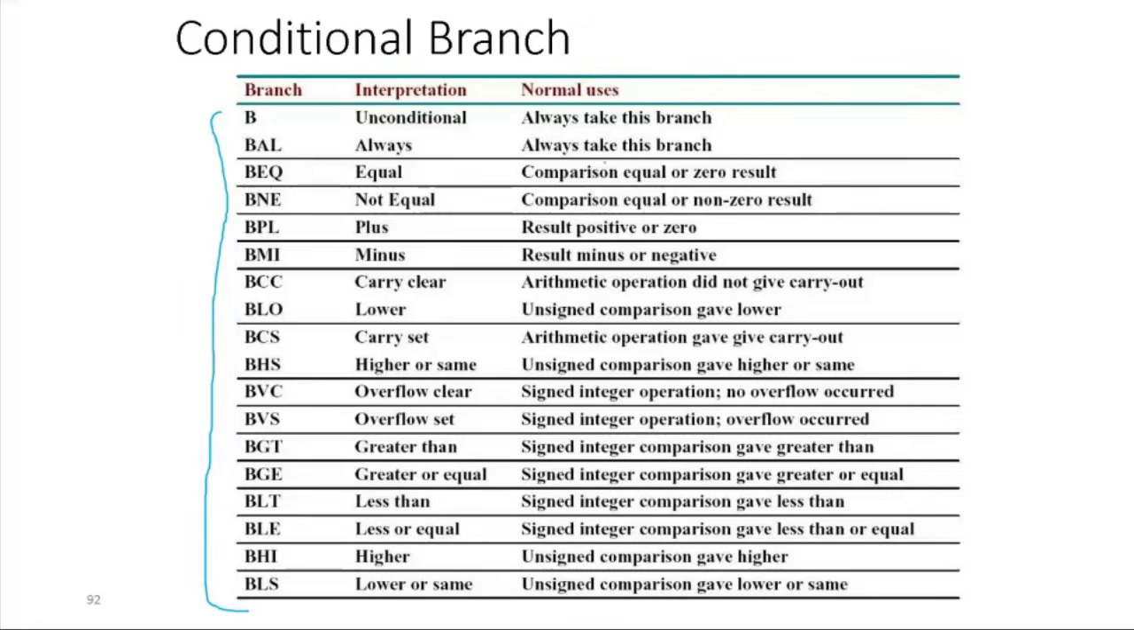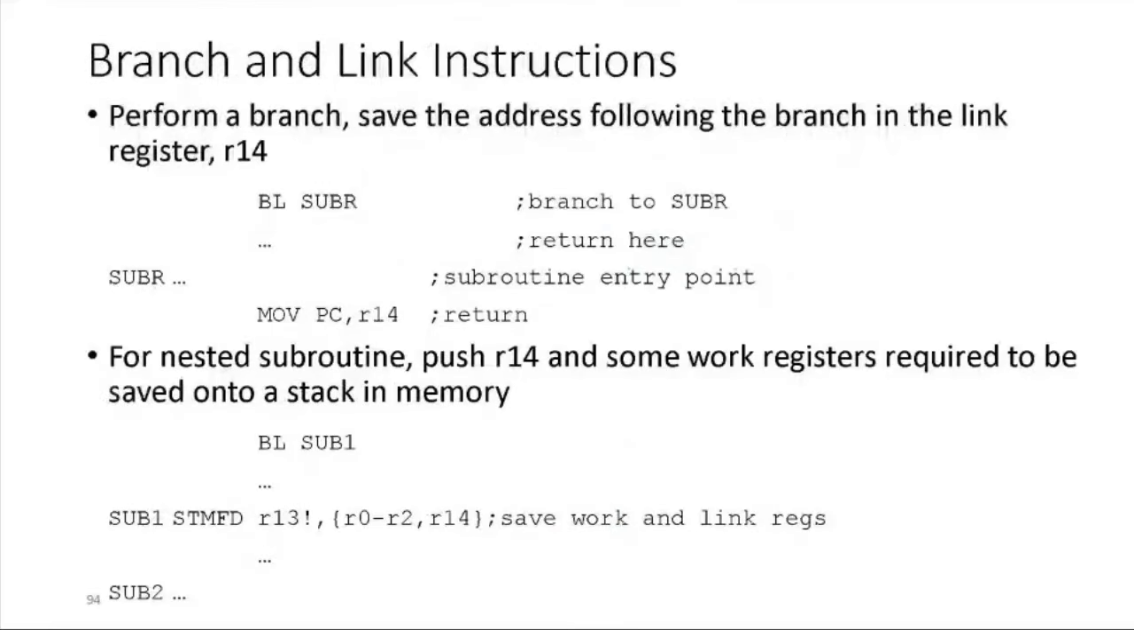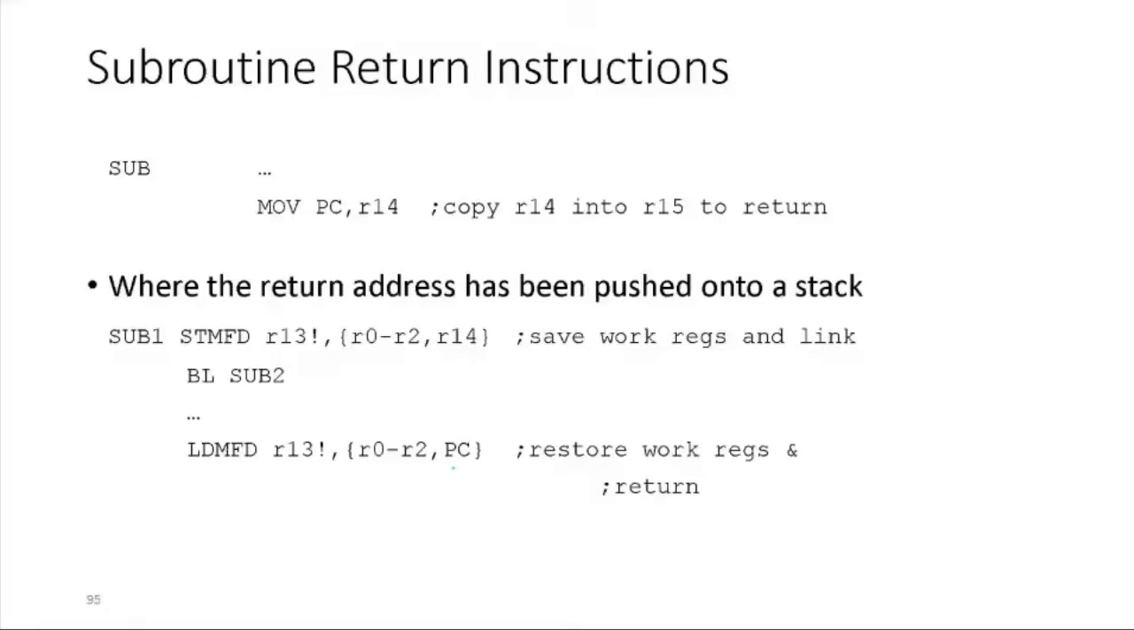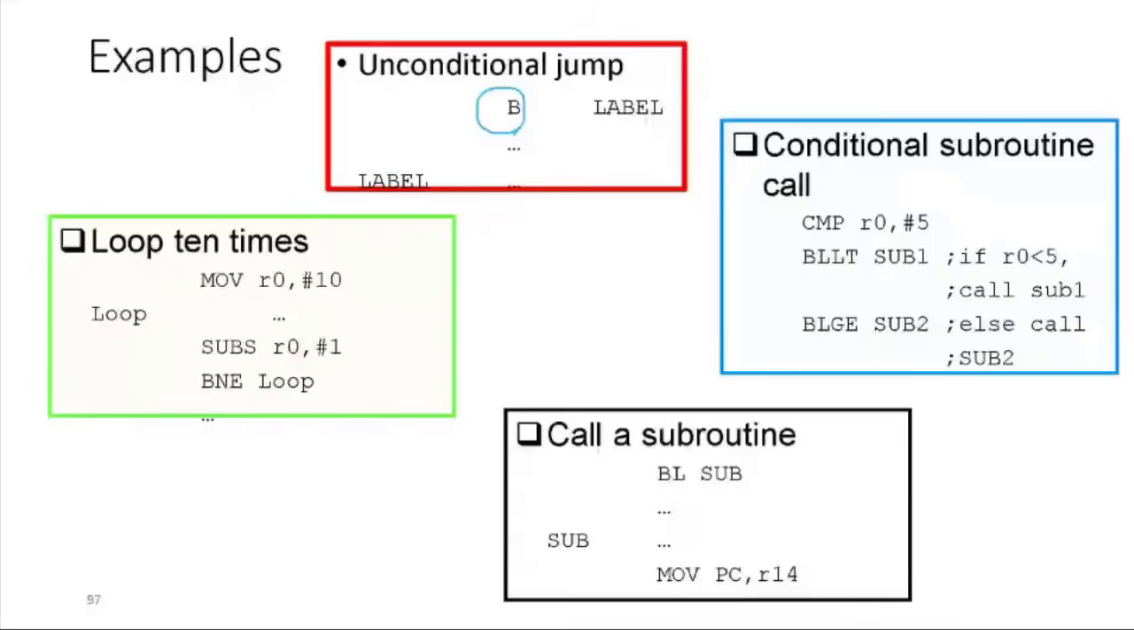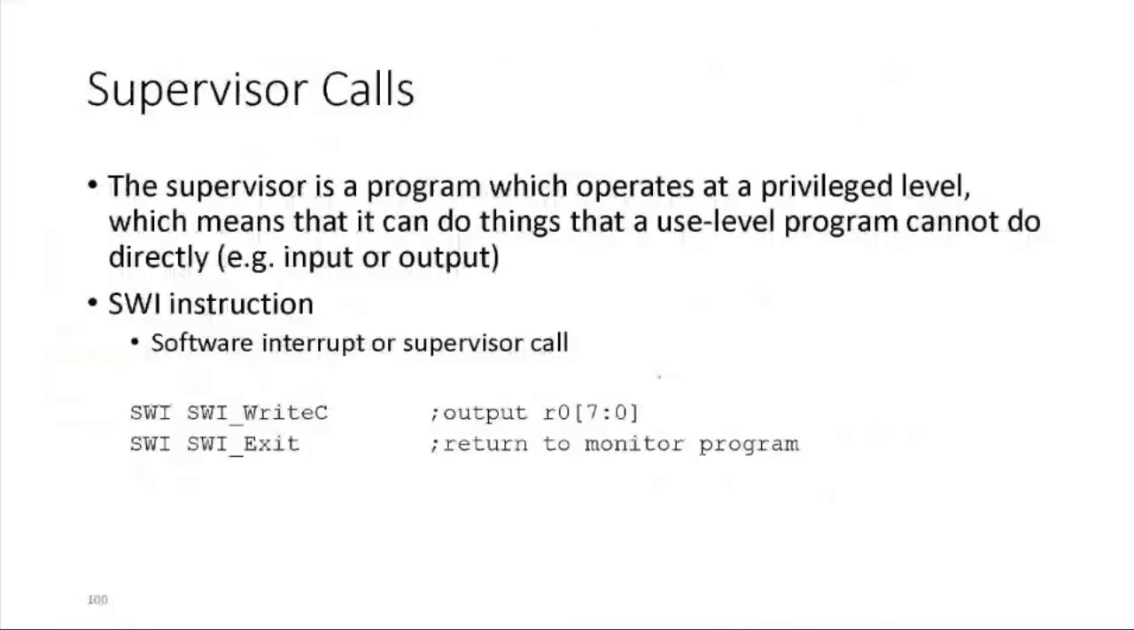There are many conditional branch instructions, and there is something called branch and link. Conditional branching instructions have a B in the instruction. Likewise we have different examples. So this is called a conditional subroutine call, and this is used for calling a subroutine. So this is one instruction.